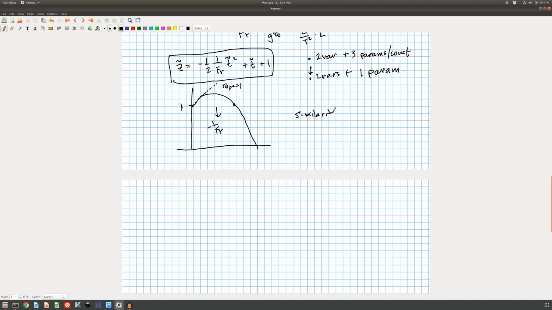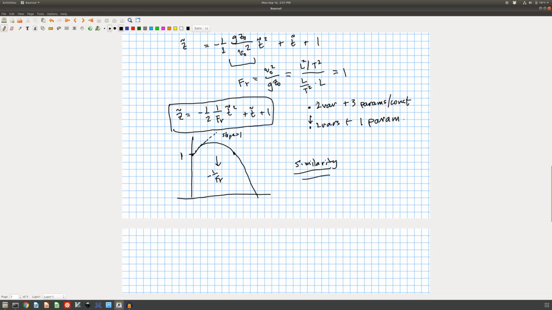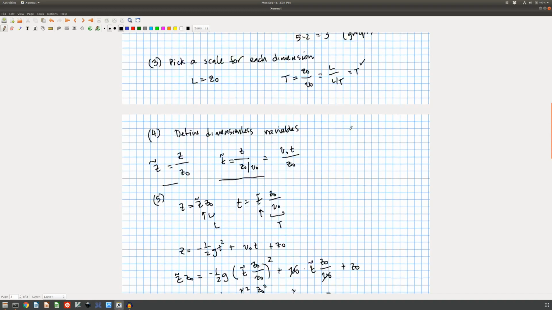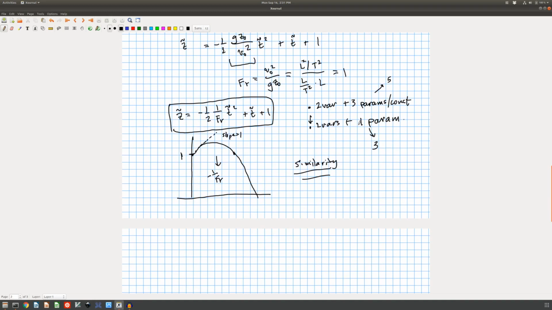Okay, we've found the minimum number of parameters that we need to use, and now we can use similarity to relate these equations to each other. Okay, so notice there that this 2 plus 3, that's 5, 2 plus 1 is 3, and when I said earlier we had the Buckingham pi theorem, 5 minus 2 is 3 groups. So what are our independent groups? They're z tilde, t tilde, and the Froude number. Okay, those are our dimensionless groups.